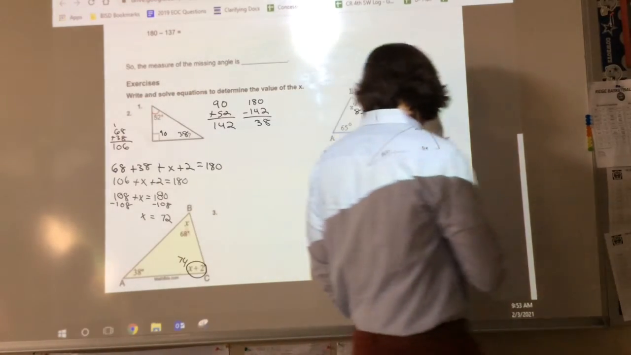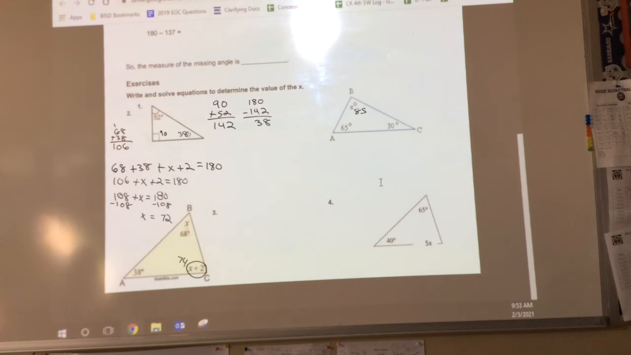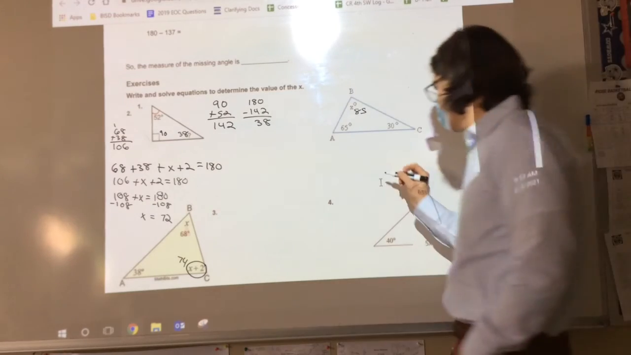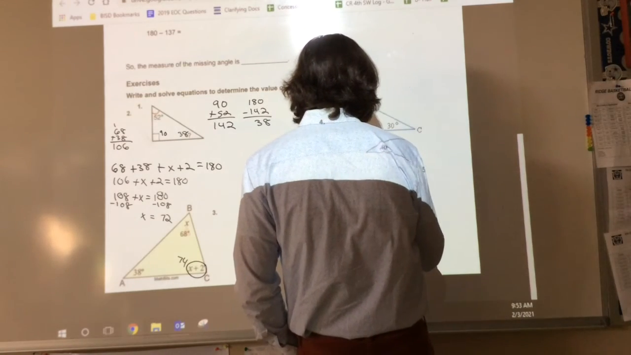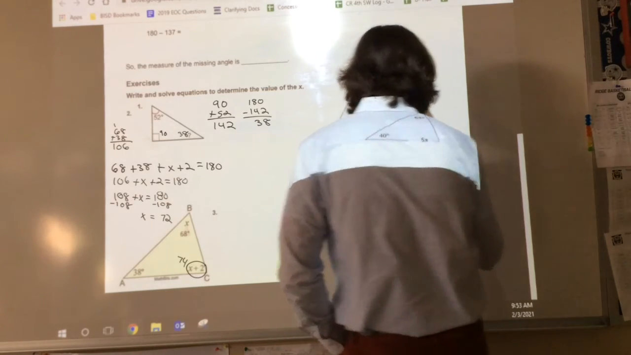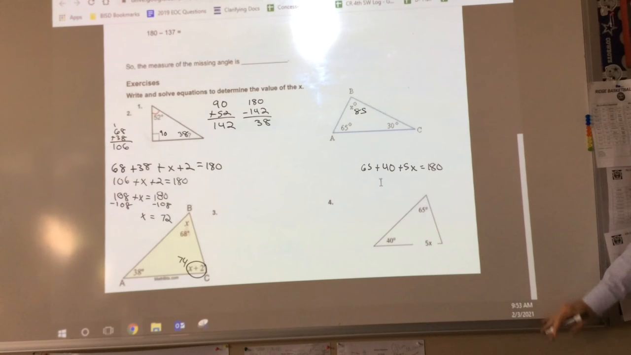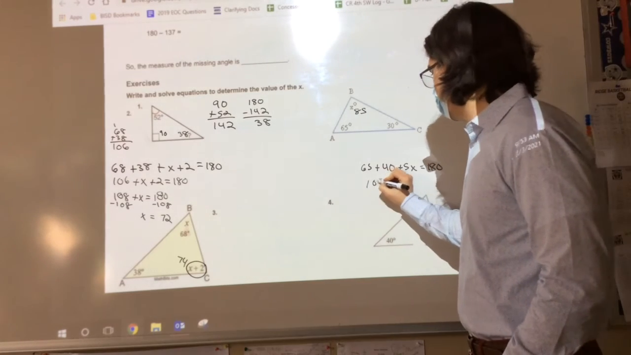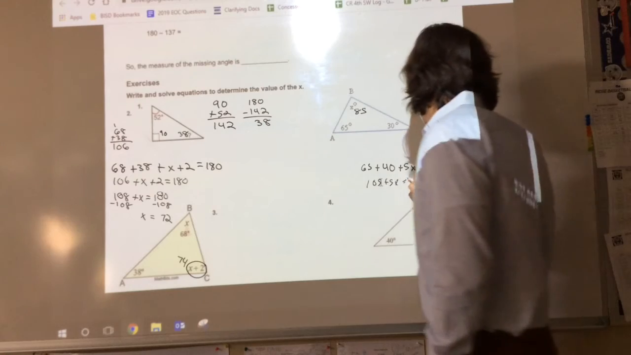Okay, let me just ask you on number 4 here. As we're looking through this one, how am I going to set this problem up? Nathan, what do you think? 65 plus 40 plus 5x equals 180. Okay, what's next? What do I do to follow that step? Isaac, what do you think? You add 65 and 40. That gives me 105 plus 5x equals 180.